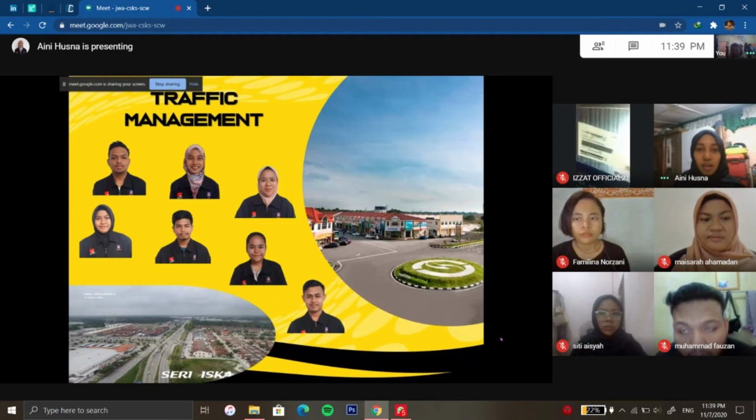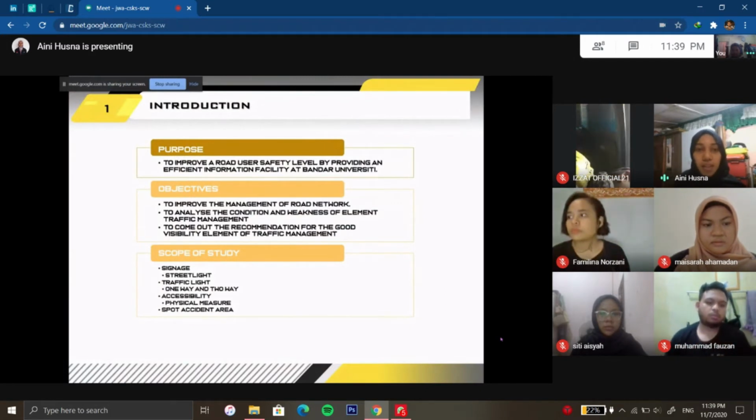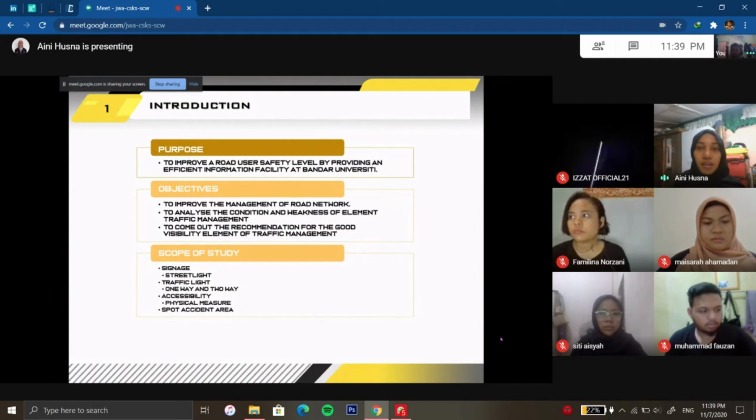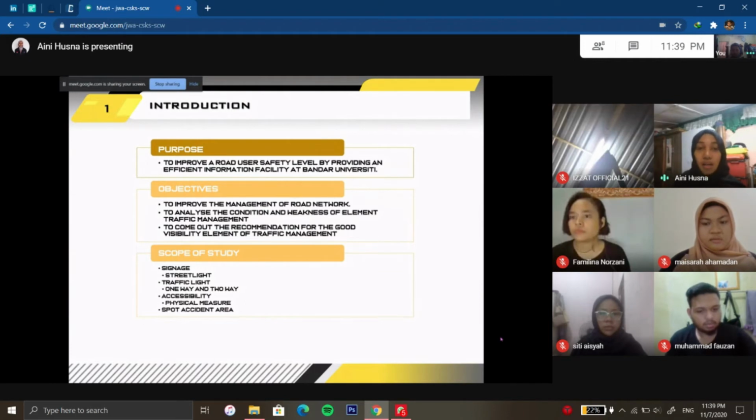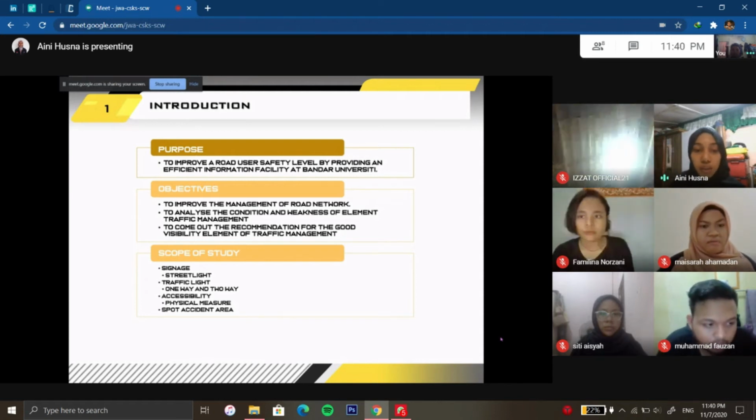Okay, next. The purpose of the traffic management is to improve the road user safety level by providing an efficient information facility at Bandar City. And the objective is to improve the management of the road network, to analyze the condition and weakness of elements of traffic management, and to come out with a recommendation for the good visibility element of traffic management.